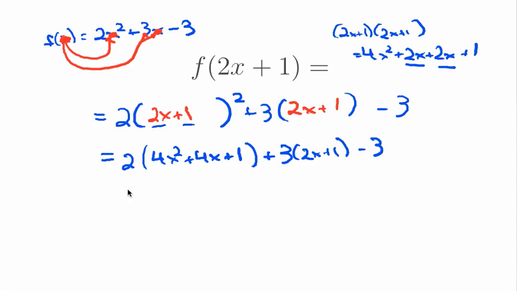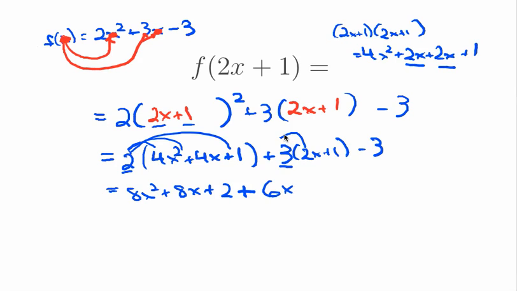And now the next step here, we have a couple of places where we're multiplying numbers through a parenthesis, the first term and the second term. Let's do that distributive property here. So I'm multiplying the 2 through. That would give me 8x squared plus 8x plus 2 plus, and now this one, multiply here, that gives me a 6x. Multiply there, that gives me a 3. Then I have this minus 3 at the end.